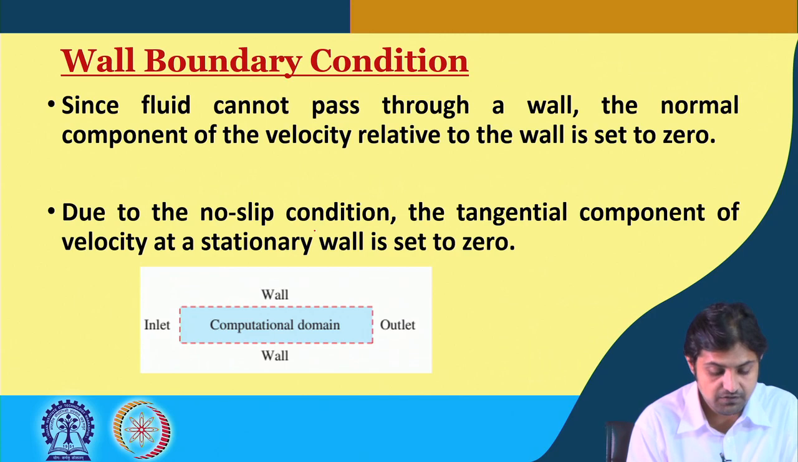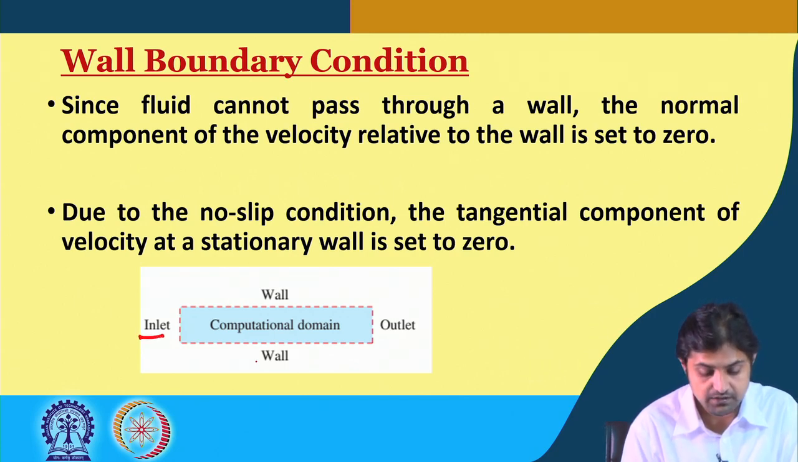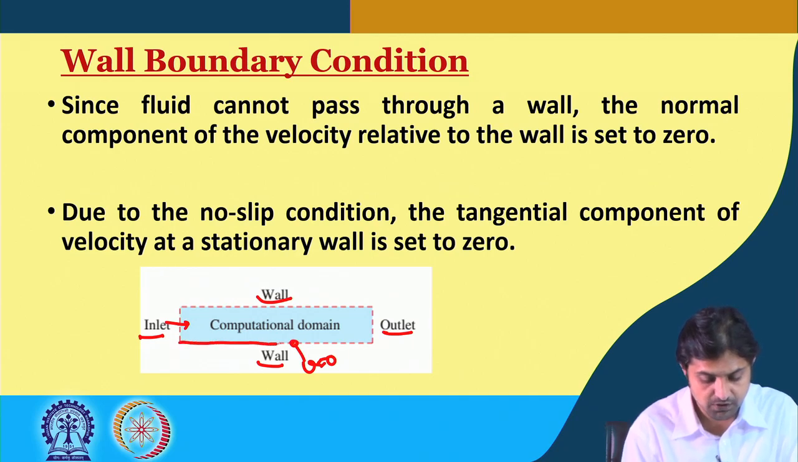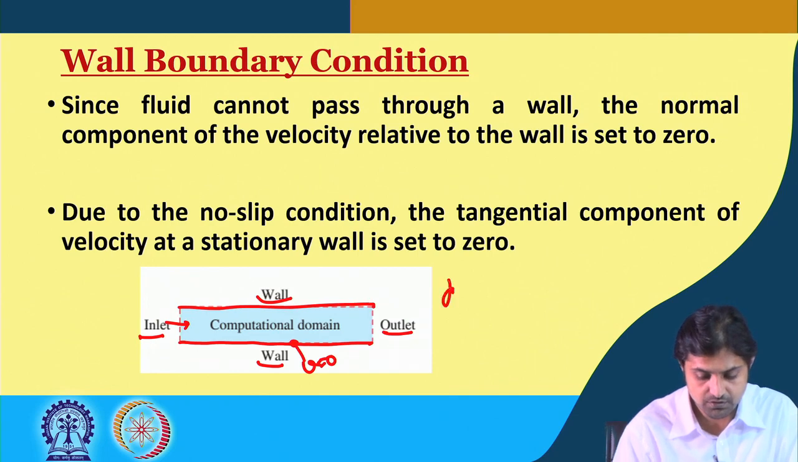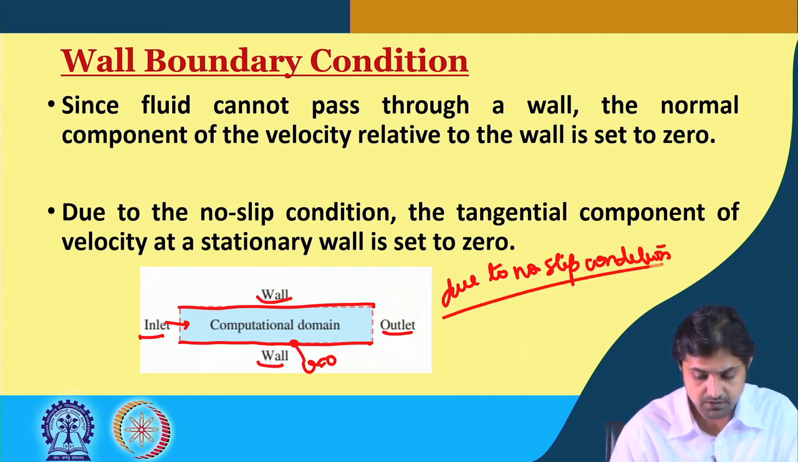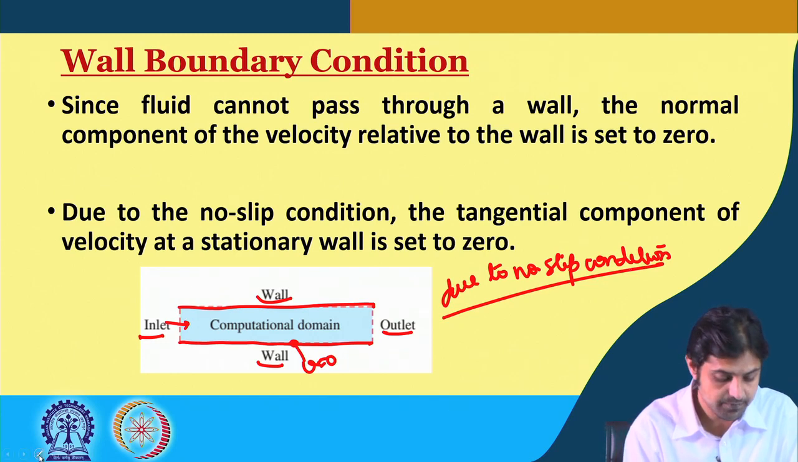So you see there, if there is an inlet here, there is a wall here, there is a wall here, there is an outlet. So the velocity at this point does not matter what the velocity here is, at this particular point, anywhere across this wall, the velocity will be 0 due to the no slip condition. All right.